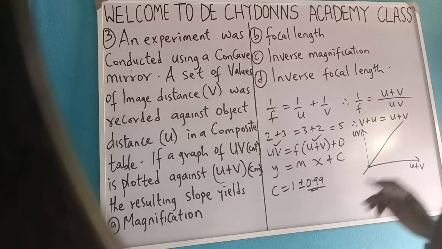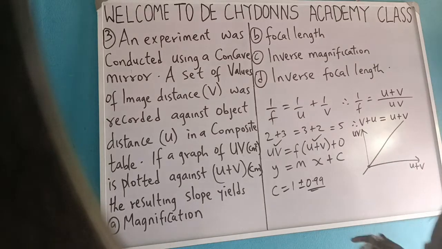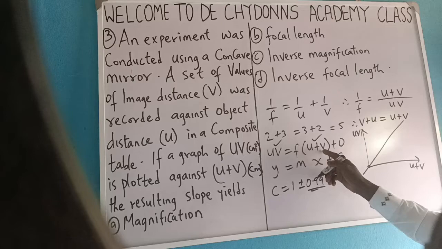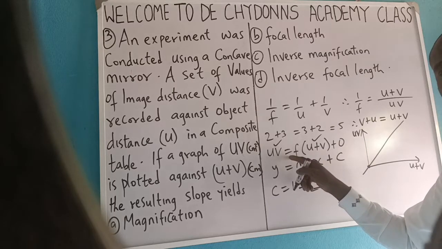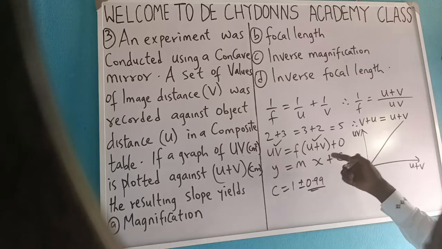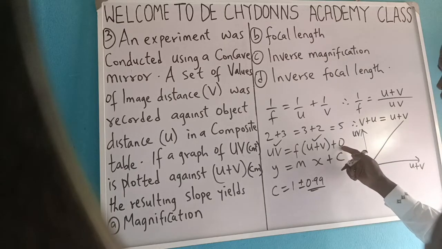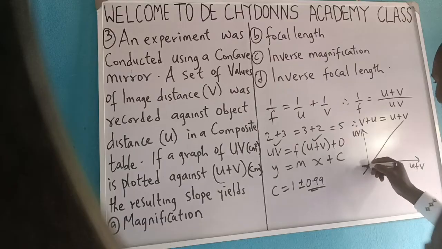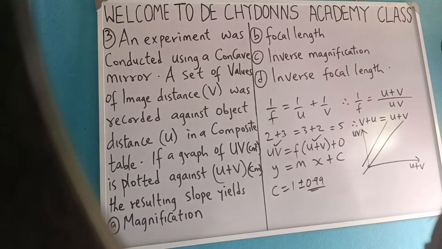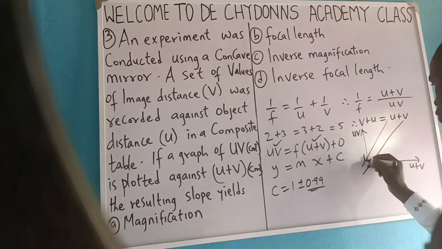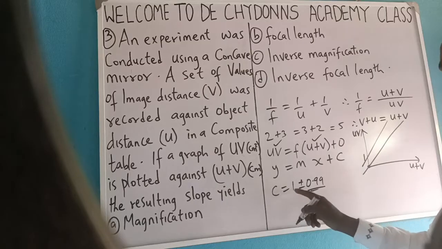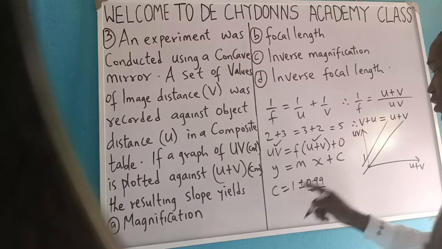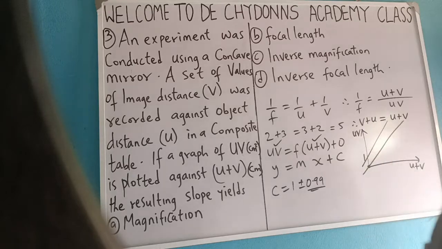So what are we saying in essence? When you plot the graph of UV against U plus V, the slope will be the focal length, and the intercept is meant to pass through the origin. That means the theoretical intercept should pass through the origin. But if yours didn't pass through the origin, it doesn't mean you are wrong. Note where it passed. Let's say I have the intercept to be 1. Then I must get the error in the intercept.